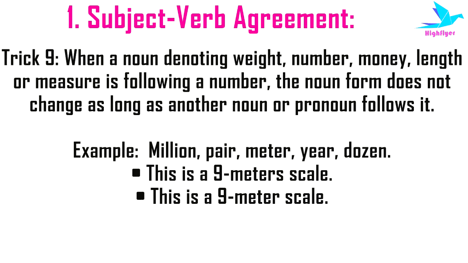Then the next trick. When a noun denoting weight, number, money, length or measure follows a number, the noun form does not change as long as another noun or pronoun follows it. For example, this is a 9 meters scale. This statement is incorrect. The correct form of this statement is this is a 9 meter scale. Though 9 is a plural number and more than one, it is still followed by meter.